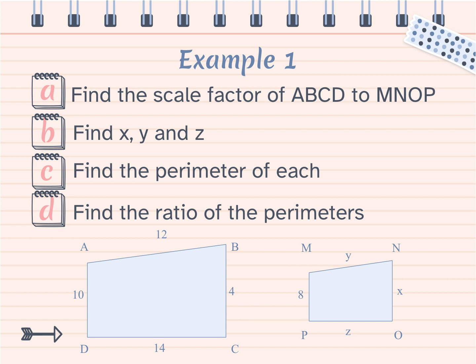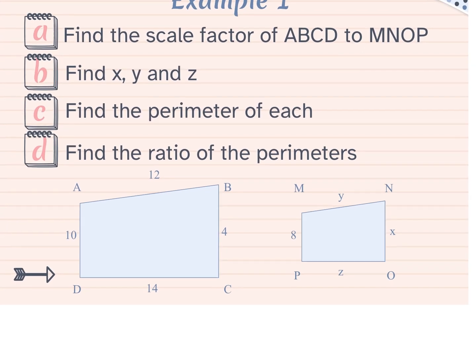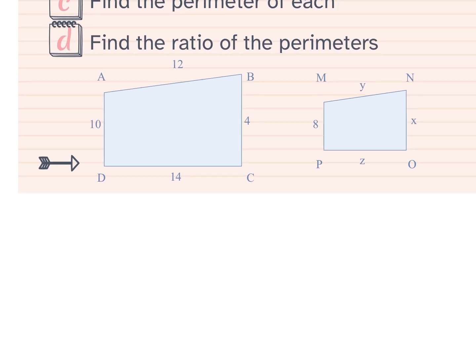So looking at this, for A, they want us to find the scale factor. We are going to do A first. Find the scale factor of ABCD to MNOP. When I'm looking at this, I'm going from something large to something small. Is my scale factor going to be a whole number or a fraction? It's going to be a fraction. I need to find what that fraction is. Again, make an extra page on Notability just so you have space.